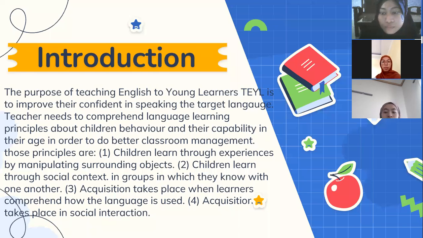1. Children learn through experience by manipulating surrounding objects. 2. Children learn through social contacts in groups in which they know one another. 3. Acquisition takes place when learners compare how the language is used. 4. Acquisition takes place in social interaction.